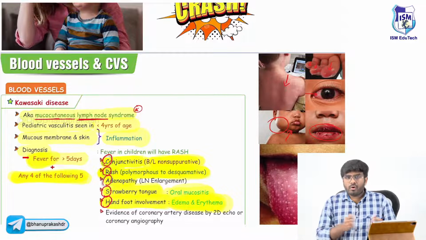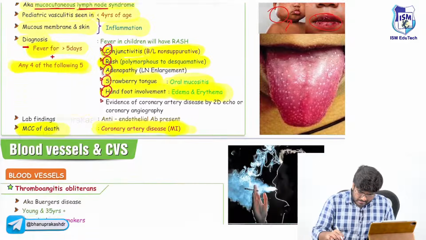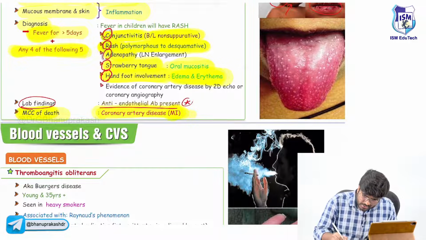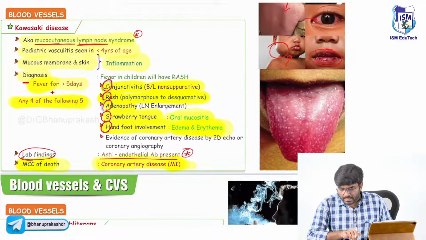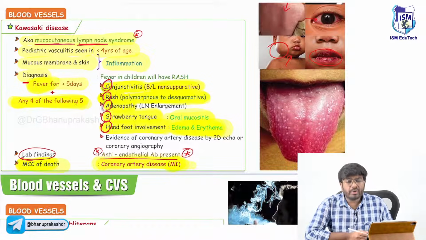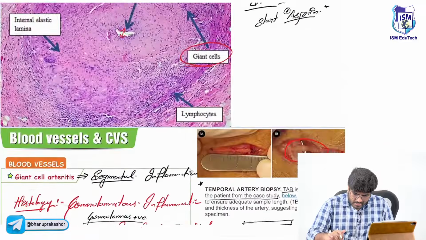Done. Now, if you take a blood sample from these patients, what you can find in the lab is anti-endothelial antibodies. Anti-endothelial antibodies are going to be seen in these persons. Done, sir. So Kawasaki is also completed. Let's put a cross mark for the Kawasaki.